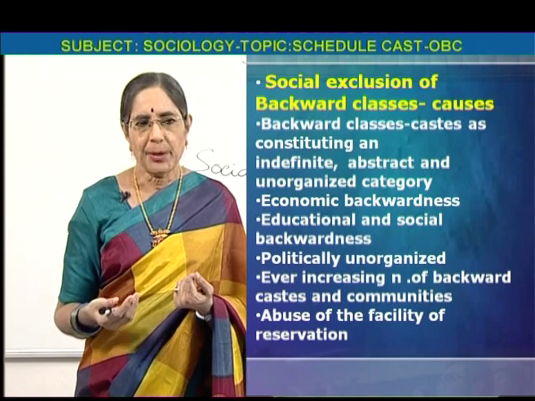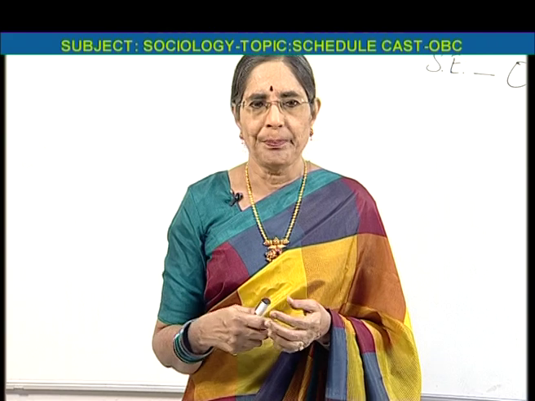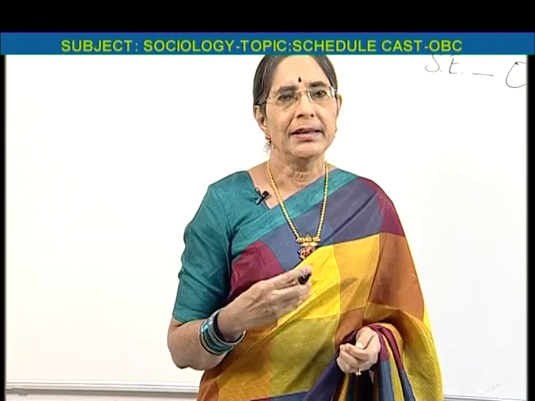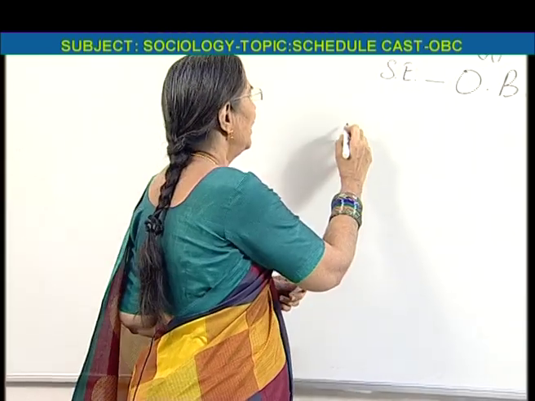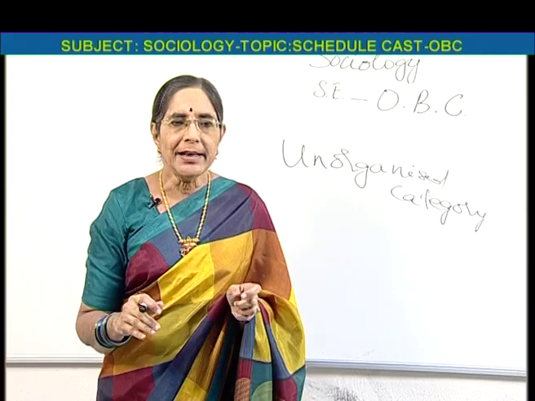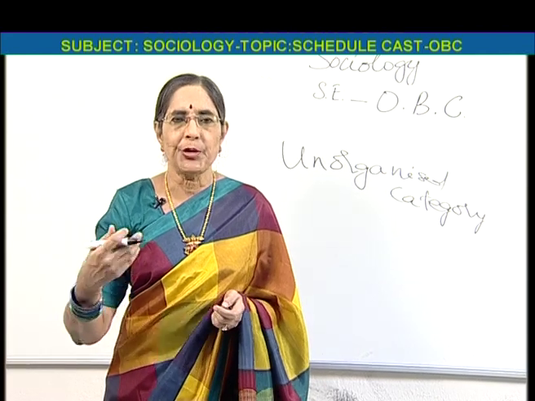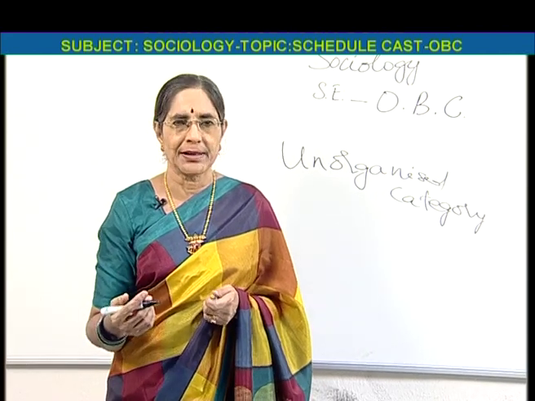All of us are observing it. Let us see the causes for social exclusion of backward classes. The first and foremost one is, this group is a very big group. Not only that, it is a kind of indefinite group, abstract group. Hence, the first cause for social exclusion is the nature of the group. We can say backward classes are an unorganized category. It consists of various castes, thousands of castes and communities.